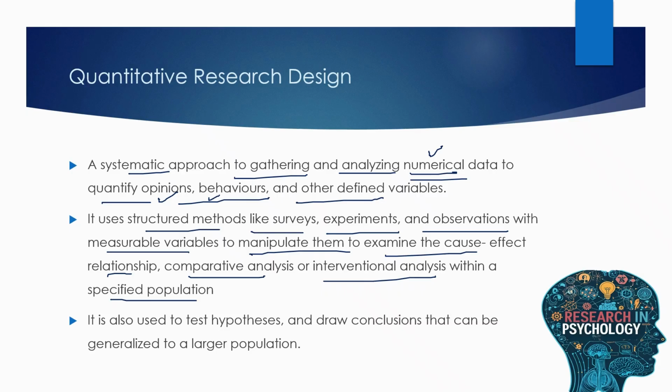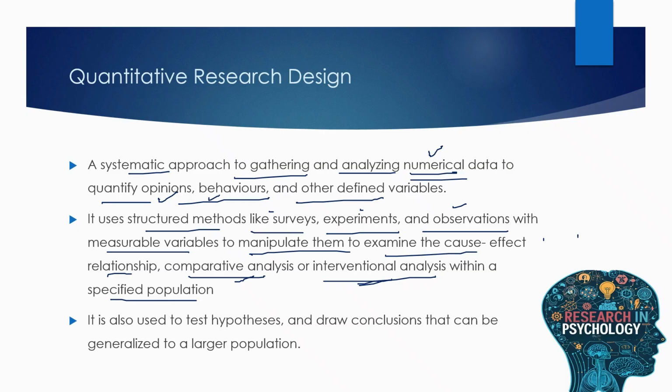This means what are we going to use in quantitative research design? We use surveys, and for surveys we can use questionnaires. We can perform experiments, or we can simply observe something using measurable variables, and we manipulate these variables to what? To examine the cause effect. If something is causing an effect to happen, and we can use it to compare between the two variables, or if we have developed interventions and want to see if the intervention is working or not within a specified population. For all of this we use quantitative research design.